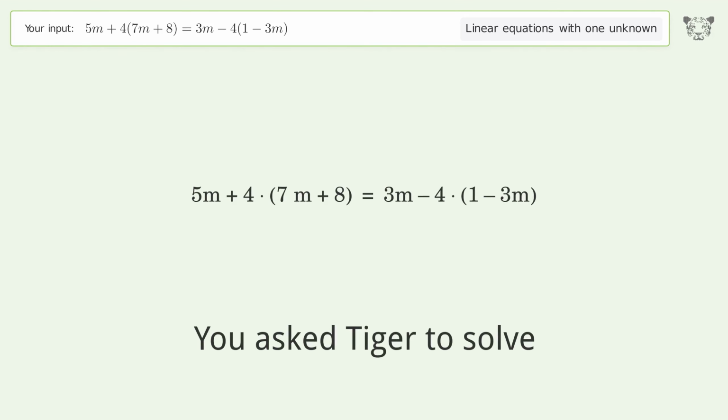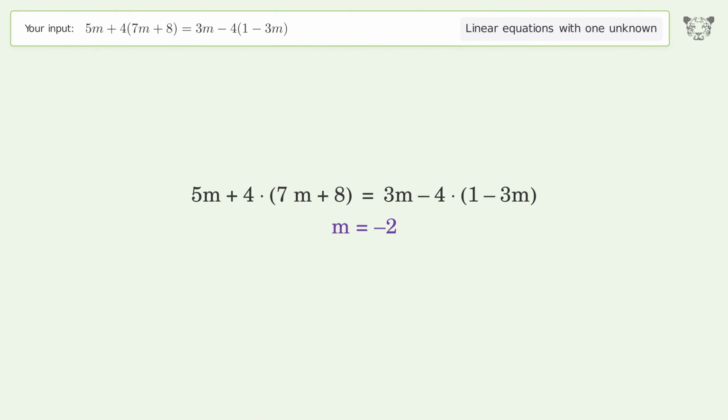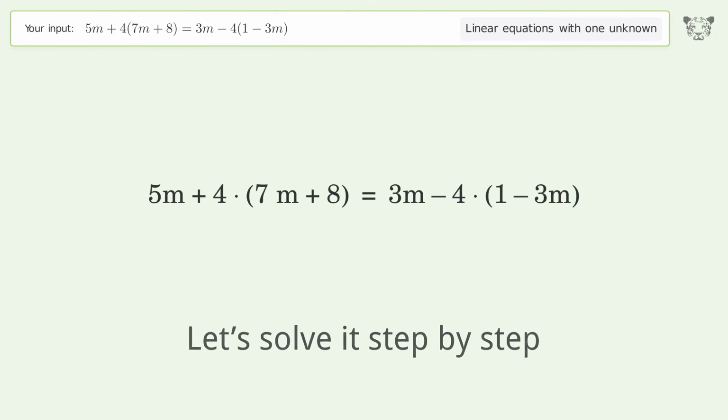You ask Tiger to solve. This deals with linear equations with one unknown. The final result is m equals -2. Let's solve it step by step.